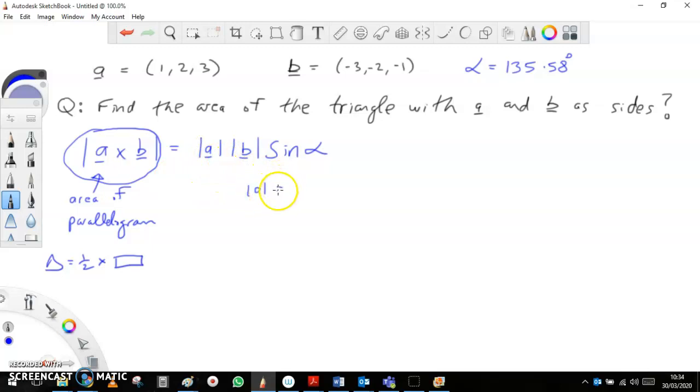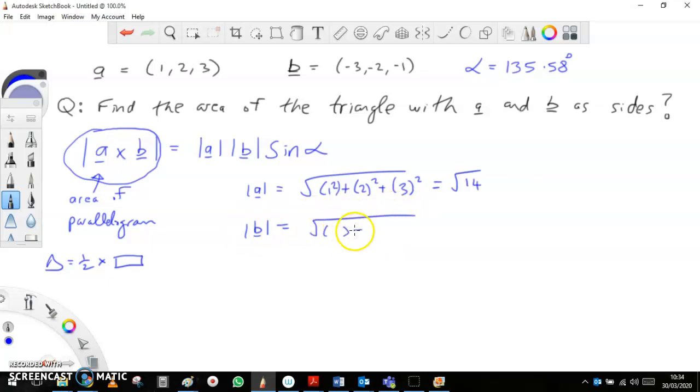So the magnitude of A is going to be the square root of 1 squared plus the square root of 2 squared plus the square root of 3 squared. And that comes to root 14. Then I'm going to get the magnitude of B. And similar there, I'm going to have 3 brackets under the square root. Each of those brackets is going to be squared. And I have minus 3, minus 2, and minus 1. And that comes out at root 14. Sometimes it's handier to leave them in the square root form like that.